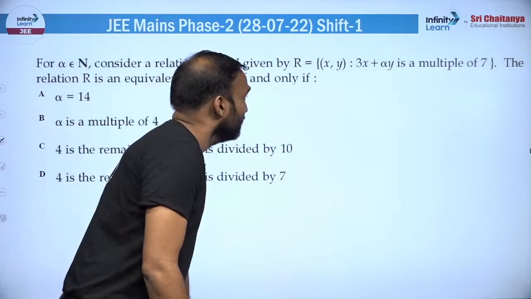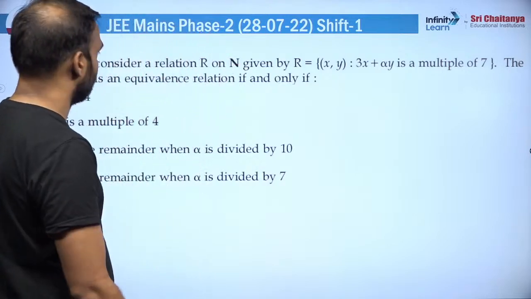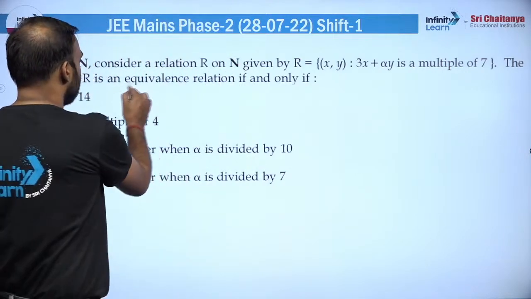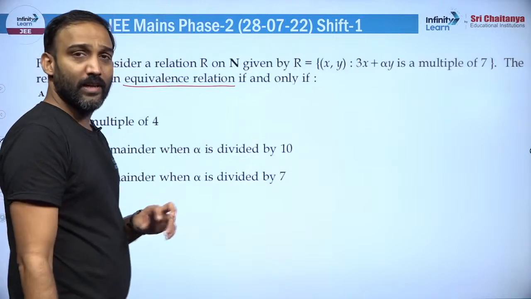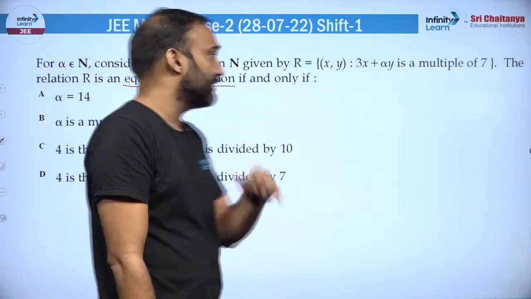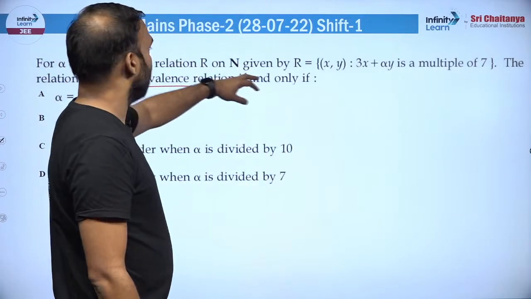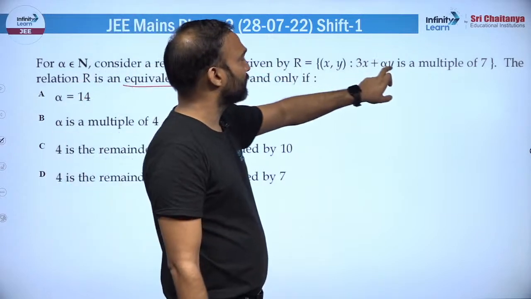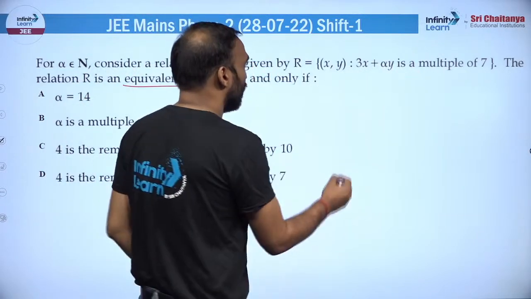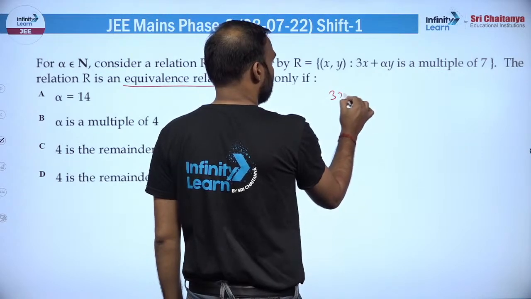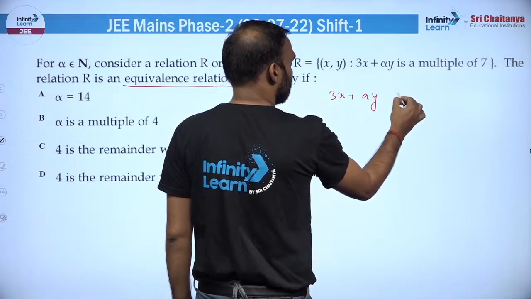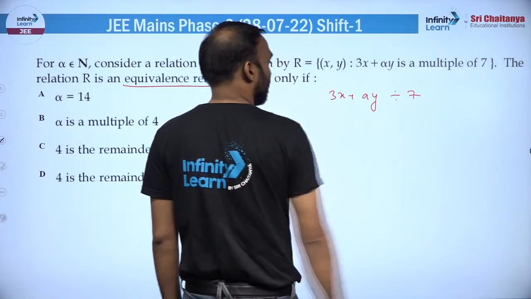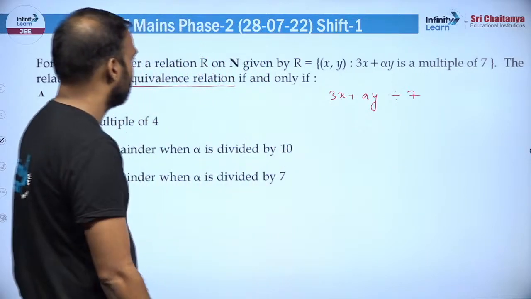The next condition, this is from the relation, right? And it says relation is an equivalence relation. So if it is equivalence, it has to be reflexive, symmetric and transitive, all three of them. So now we have a relation R given as 3x plus alpha y is a multiple of 7. So what is the relation? 3x plus ay is divisible by 7, right? Is a multiple of 7 means it's divisible by 7.